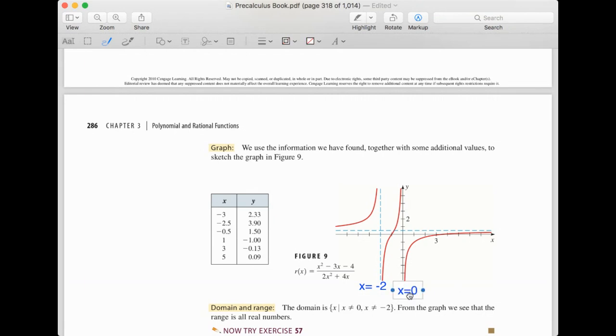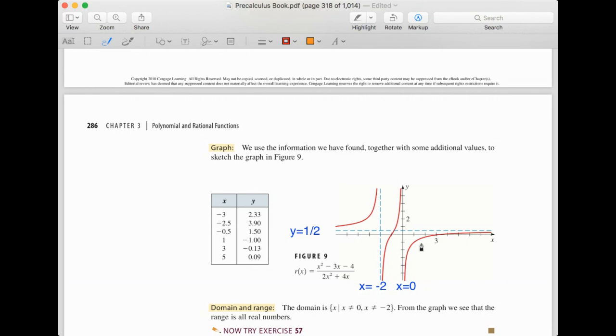Two vertical asymptotes. Now we have one horizontal asymptote, which is y equals a half. Once we have this, we can draw the dotted lines. Draw the dotted line for x equals -2, dotted line x equals 0, which is the y-axis, and the horizontal asymptote y equals a half. We'll draw this dotted line.